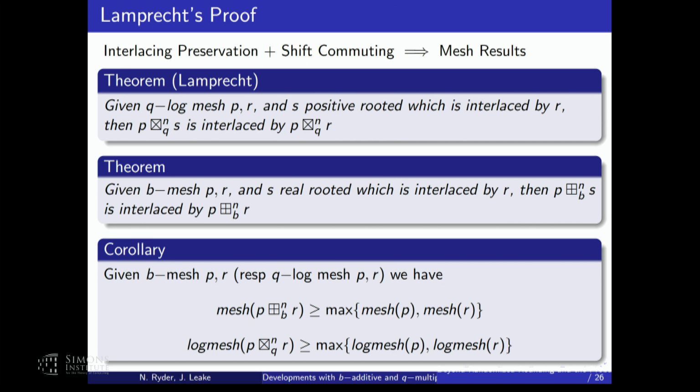So the main thing to take from this slide, I know it's a lot of words, is that interlacing preservation is key. You might try to set out to just prove the fact that mesh is preserved under these additive convolutions, and that's pretty tricky, and it's not clear how to proceed. Really what you should do is prove the stronger result, that you get interlacing preservation, and that will, with shift commuting, imply mesh results.